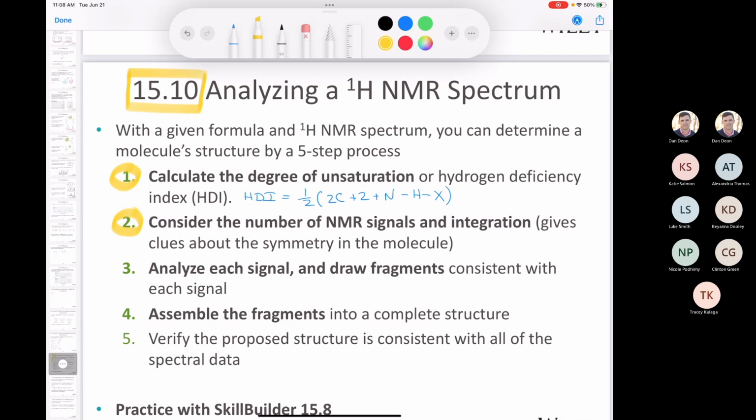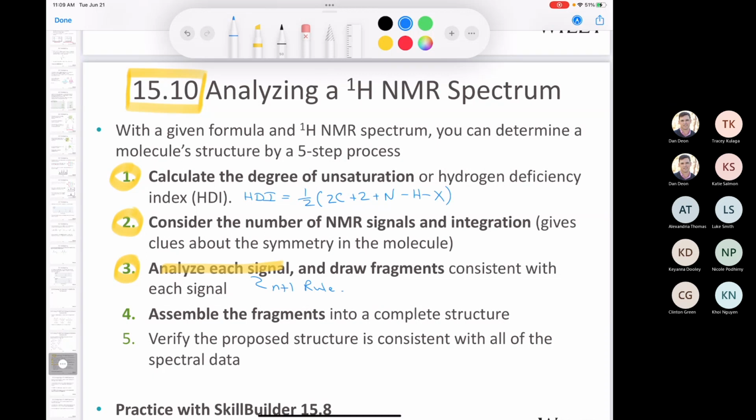Next, we analyze the signal and we draw fragments. When it says analyze the signal, that's where we look at the multiplicity and we apply the n+1 rule. We're going to review the n+1 rule today, so make sure you're fully aware of that. Remember, we looked at an ethyl group and an isopropyl and a tert-butyl, and we saw that they had very characteristic multiplicities that we can use to identify those groups. We're going to get some more practice on that today.